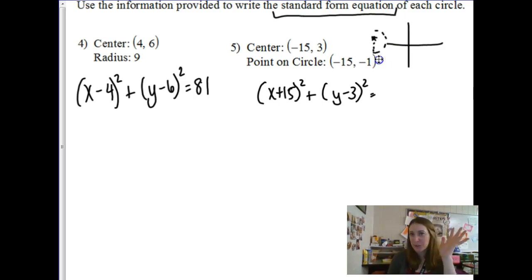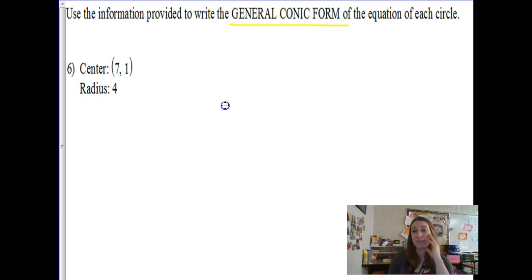So, I think they secretly told me the length of the radius, because the distance from the center to this edge here is just a distance of 4 units, right? It's right above it vertically. So, over here, instead of 4 squared, I'm going to write 16, of course. Now, if it was not a point directly above or below it, we'd have to do a little distance formula, but that's okay. Alright, so now I want the answer in general conic form.